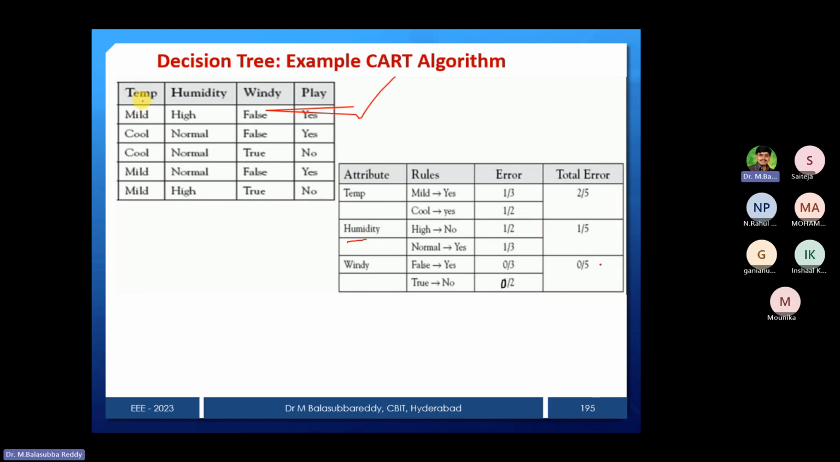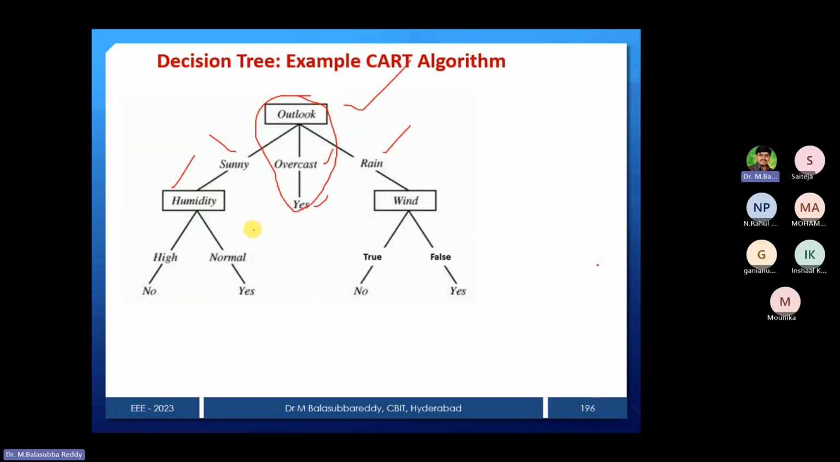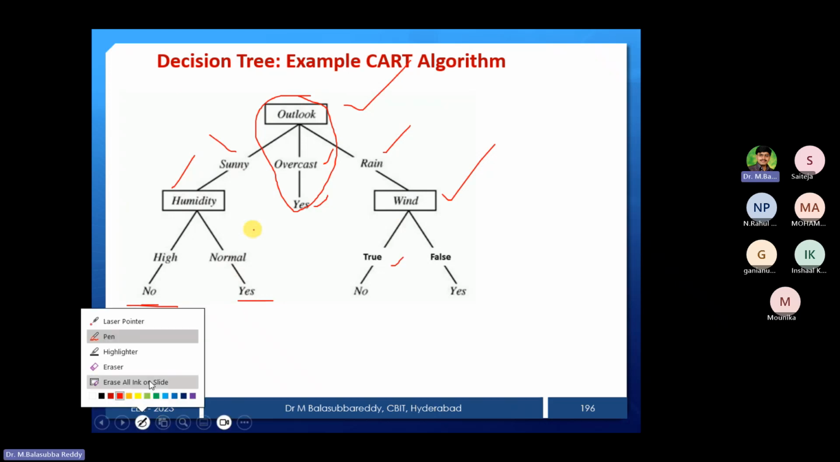Which one is having minimum? Now windy is your right hand side leaf node. That's what we can get. You can see the right hand side is windy, and the left hand side is humidity, which we already calculated. In that, high and normal: high is no and normal is yes. And similarly in the windy case, this is your classification.